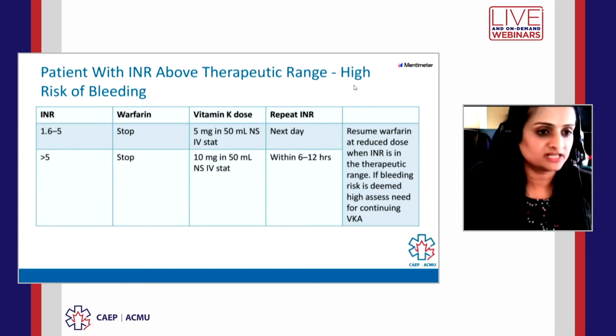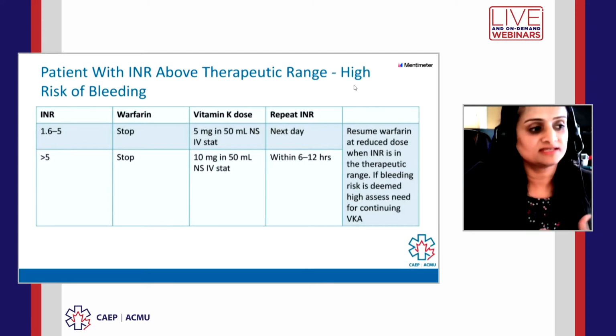Just as Rob alluded, at this point of time, it's time for action, right? You would give everything that you can, and you could consider 5 milligrams or 10 milligrams. You would give it as a stat dose, but always follow that up with a repeat INR within 6 to 12 hours. And always think about resuming it at a reduced dose when it is in the therapeutic range.